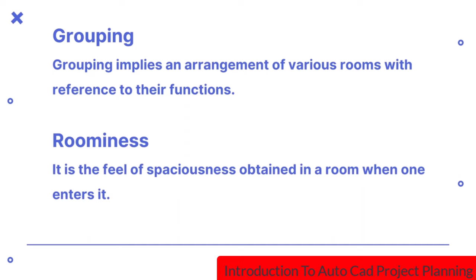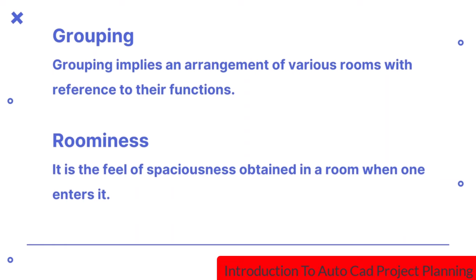If the length of the room exceeds 1.5 times its width, the result will be a cramped effect. A square room is found to be inconvenient as compared to a rectangular room of the same area. Hence, the length to width ratio should be between 1.2 to 1 and 1.5 to 1.